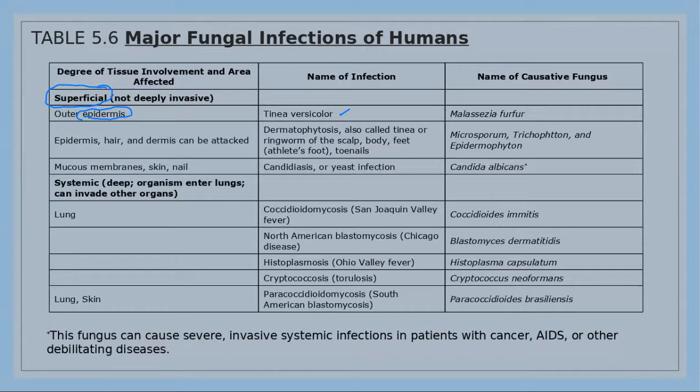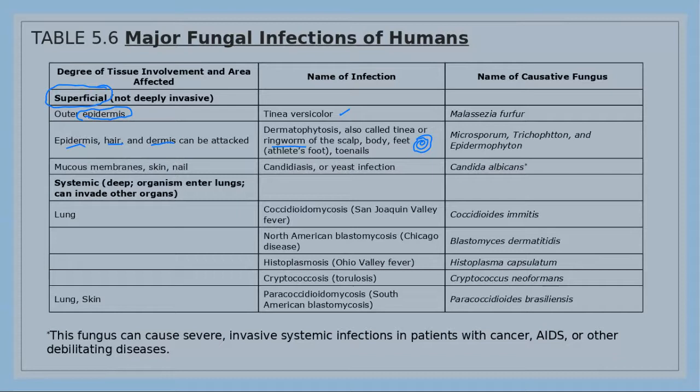We will learn this more deeply in chapter 22 later. But right now it's just a list of some types of infection, the location of the infection, and the species, the pathogenic fungi causing this infection. Again, skin infection, Tinea versicolor, is caused by this fungi. And then in the hair, epidermis, and also maybe under the skin, the dermis, like ringworm infection. So the infection under the skin looks like a ringworm. This is caused by fungi.